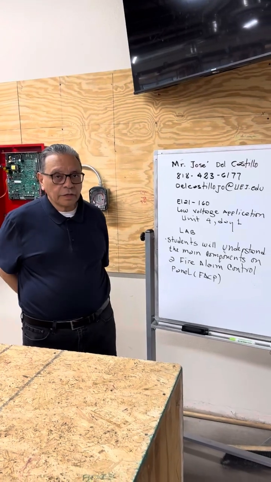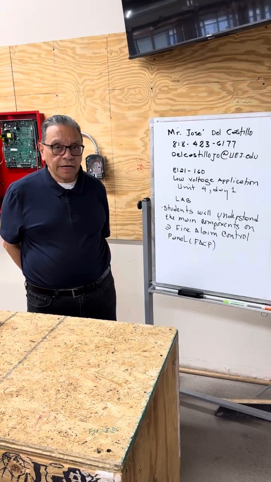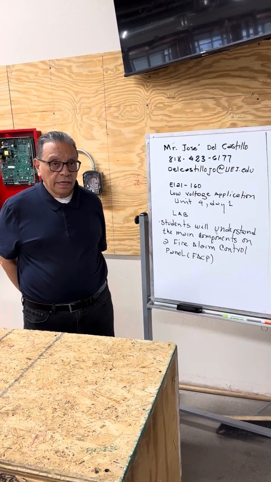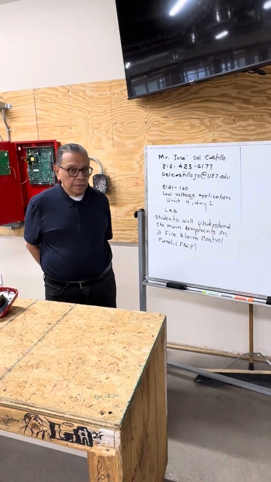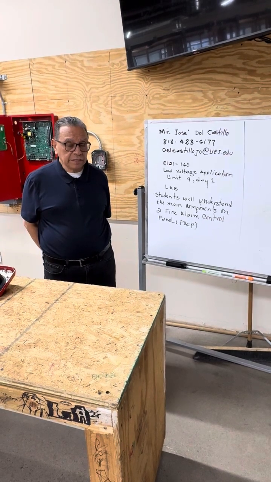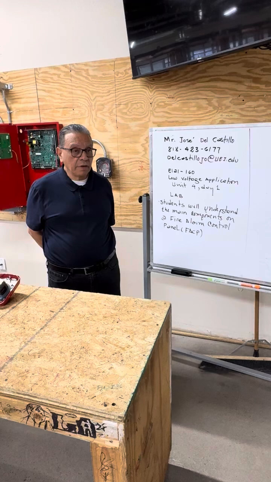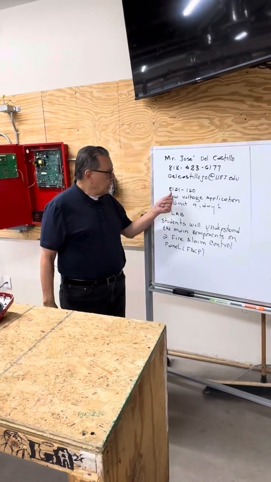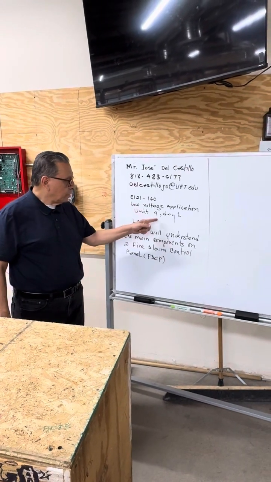Okay, good afternoon, class. We are going to be talking about the fire alarm system, the main components in a fire alarm control panel, the kind of wire that we need to use according to NEC, and the different peripherals that could be connected to the main electronic board. We are on EL21 160 Low Voltage Application, Unit 4, Day 1.